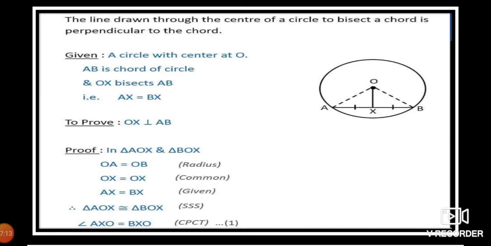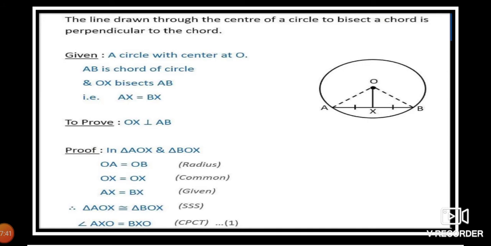Now let us discuss the proof. Triangle AOX and triangle BOX. We construct two lines, AO and OB. Then we get two triangles, triangle AOX and triangle BOX. Observe these two triangles, students.